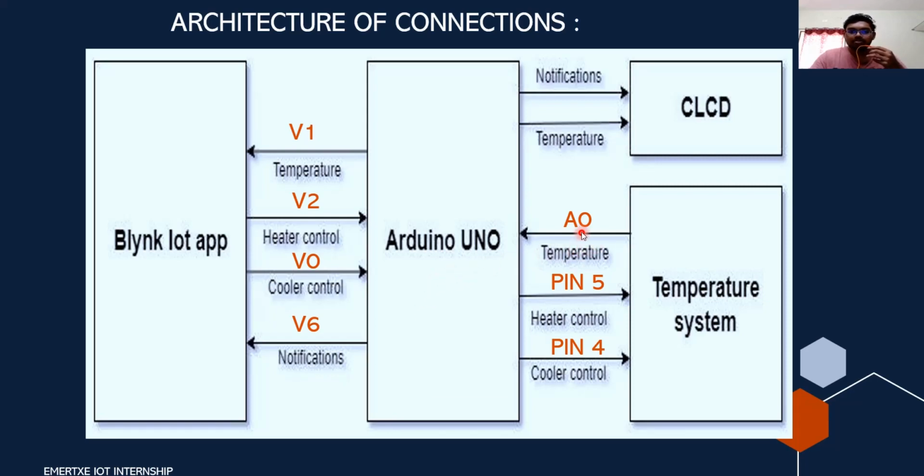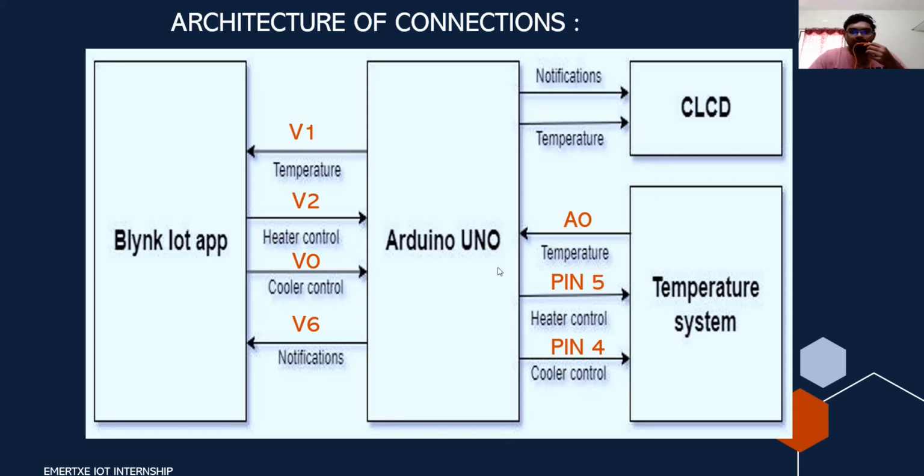The temperature will be connected by means of the A0 pin, heater control to pin 5, and cooler to pin 4. And in Blynk, the temperature will be connected to the V1 pin, heater to V2, cooler to V0, and notifications sent to the Blynk app will use V6. And on the LCD, you will just show the value of the temperature.